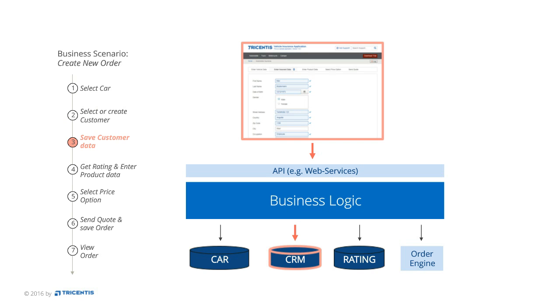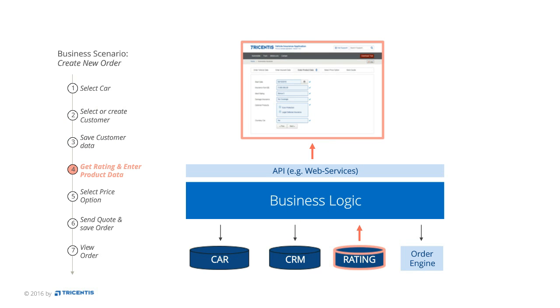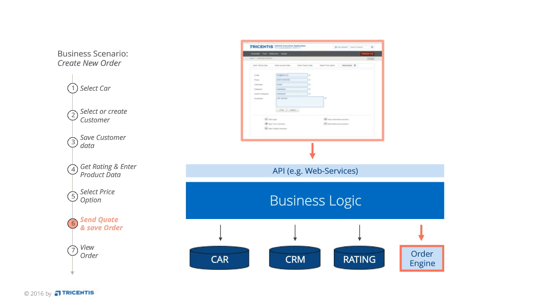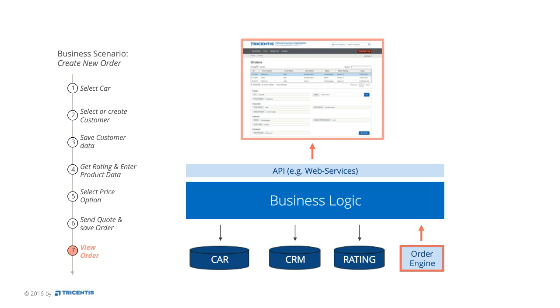On the third page, a rating is executed based on the customer data. And after filling in all the other data, like a price option and quote information and email, we will send the data via a web service request to an order engine. Then we will switch back to the order engine and view the order, and we can also change the state from created to cancelled, for example.